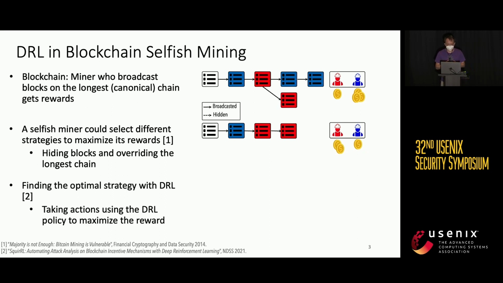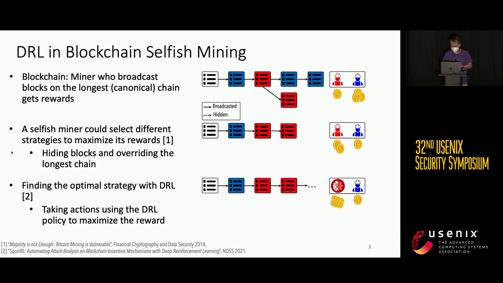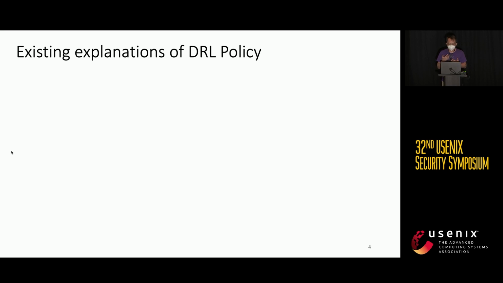In this research, the researchers build a reinforcement learning agent to play the game, replacing the selfish miner, and try to learn a policy: what I should do, what strategy I should play to maximize my reward. And then comes the explanation. We know deep learning is hard to explain. That's already pretty complicated. And reinforcement learning is even more complicated, because deep learning is just a 1-step decision. It's either classification or clustering, all of those 1-step decisions.